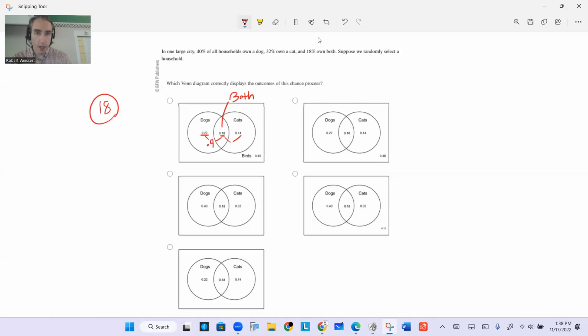And then these two add to what? 18 plus 14, 32. And then if you look at all of these numbers, 0.22 plus 0.18 plus 0.14, 22 plus 18 is going to be 40, 54. So that leaves you with 1 minus 0.54, and that's going to be 0.46. Now, that's fine. I don't know where this word birds comes from, but that's not birds. This is going to be not dog and not cat. It could be iguanas or whatever. So this would be great except for the word bird in there. So you know it's going to have to be this one here, because this is just everything else.